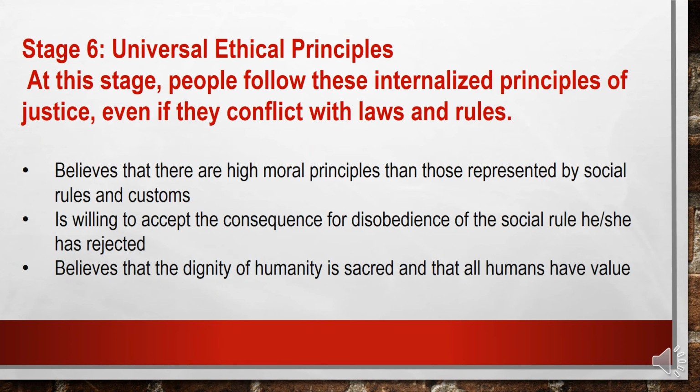And the last stage is the universal ethical principles. At this stage, people follow internalized principles of justice, even if they conflict with laws and rules. Number one, a person believes that there are higher moral principles than those represented by social rules and customs. A person is willing to accept the consequences for disobedience of the social rule he or she has rejected. The last one is that a person believes that the dignity of humanity is sacred and that all humans have value.